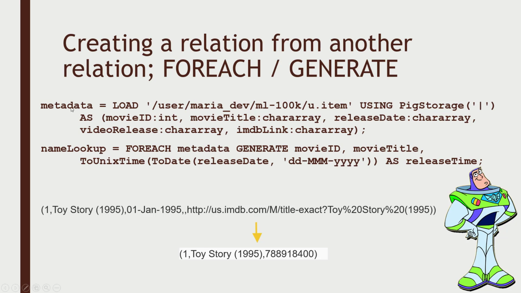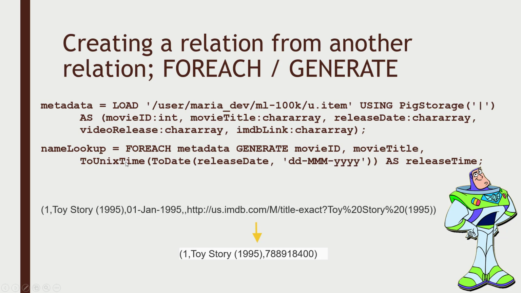This is just the same line we had before where we loaded up the metadata relation. And what we're going to do is use something called forEachGenerate. So this lets us generate a new relation, and then we're going to name it nameLookup from an existing relation, in this case metadata. So it's going to go through each row of metadata and generate a new row into the new nameLookup relation that contains the following stuff. And that's going to include the movie ID from the original relation, the movie title from the original relation, and then we're going to apply these datetime functions to actually transform the release date of, day, month, year using this date string here. And you can look up what the exact syntax of this is, into a Unix timestamp.